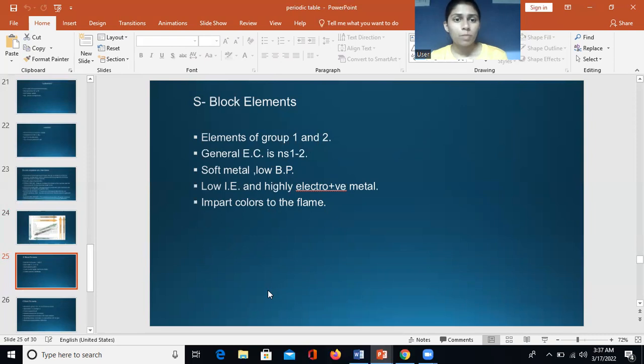Now let us discuss the elements in the periodic table. The first one is s block elements. The s block elements are elements of group 1 and 2, and the general electronic configuration of s block elements is ns1-2. These s block elements are soft metals with a low boiling point, low ionization enthalpy, and they are highly electropositive metals. They impart color to the flame. This is about the s block elements.